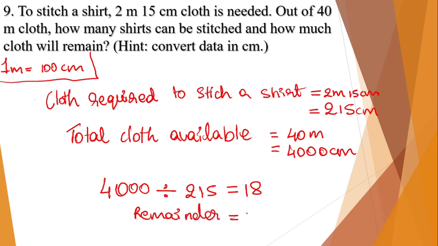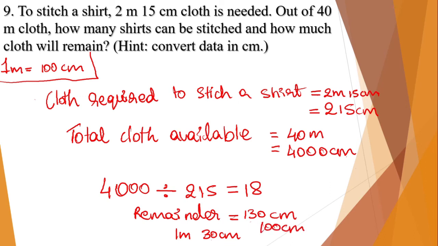is 130. And we started with centimeters. So here the remainder will also be in centimeters only, 130 centimeters. Now if we want to write it in meters, it will be 1 meter 30 centimeters. It's because if we take away 100 from 130, we will get 30. And 30 centimeters cannot be converted into 1 meter, right? So 30 centimeters will stay like that only.